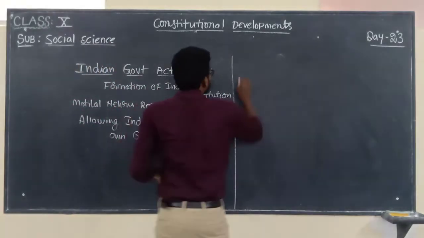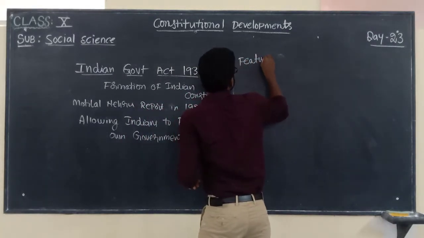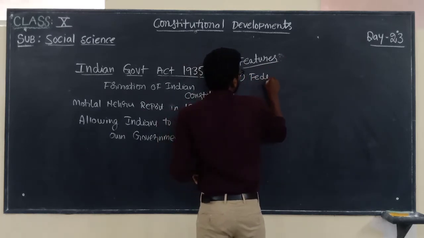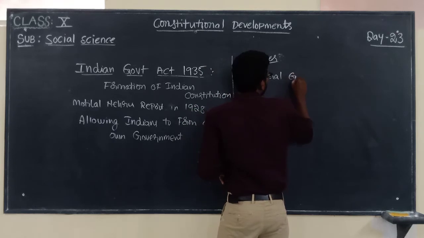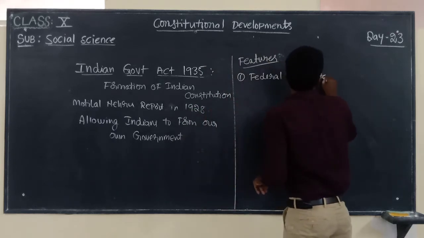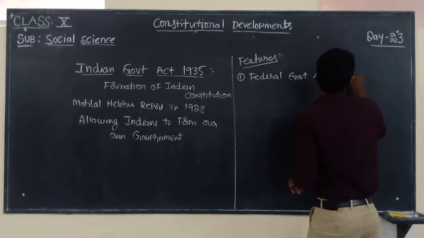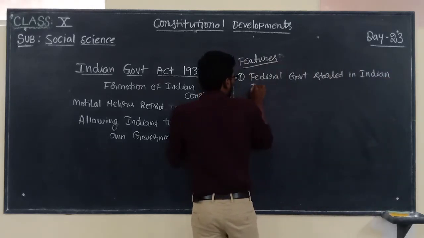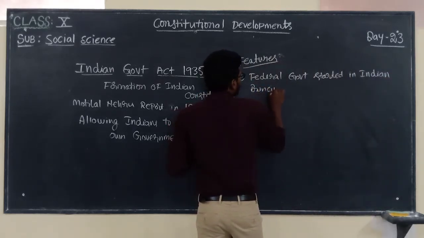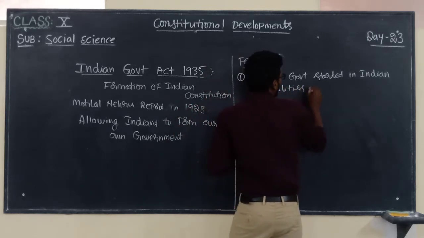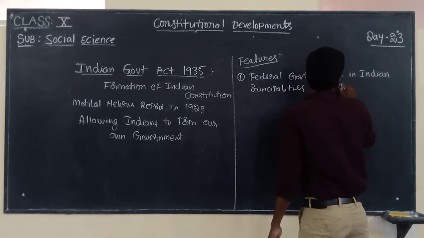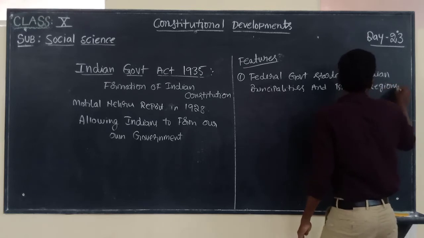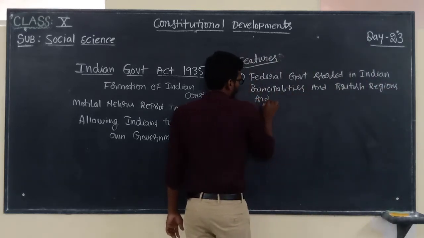So now we will discuss what the major features of the Indian Government Act 1935 are. The main important features. First one, federal system, federal government started in Indian principalities and British regions, and also dominion status.